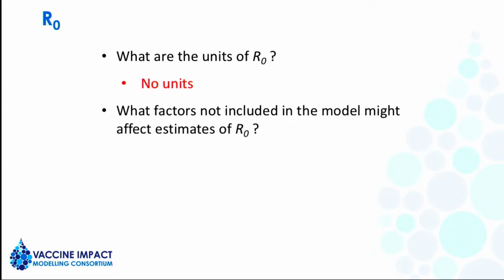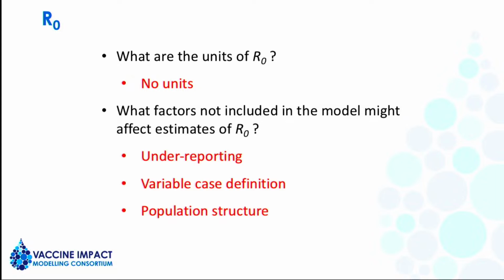So firstly, units of R naught: no units. If we think about it, it's beta over gamma. Both of these are rates, so the units cancel. So we've got no units. What factors might affect our estimates? We could keep going on this.